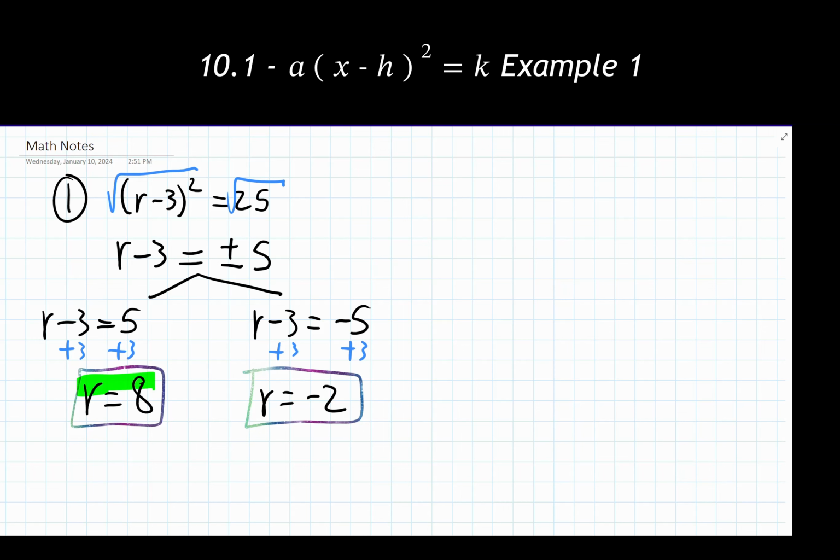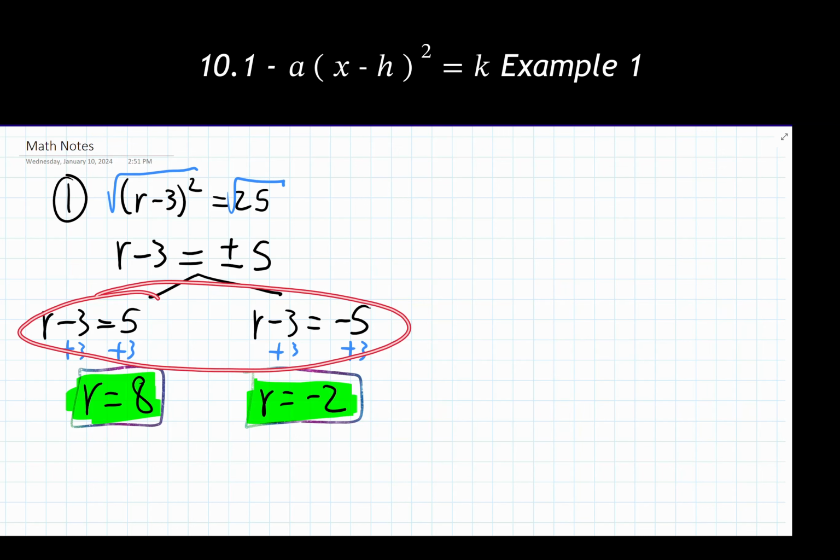So make sure when you get to the step where you have that plus or minus showing up, you are splitting that up into our two potential answers as necessary. We tend to have problems where we need to do these extra sets of steps showing up in this particular type of quadratic equation. So we'll take a look at a couple more that are similar to this, but for now, for question 1, our final answers are r equals 8 and r equals negative 2.